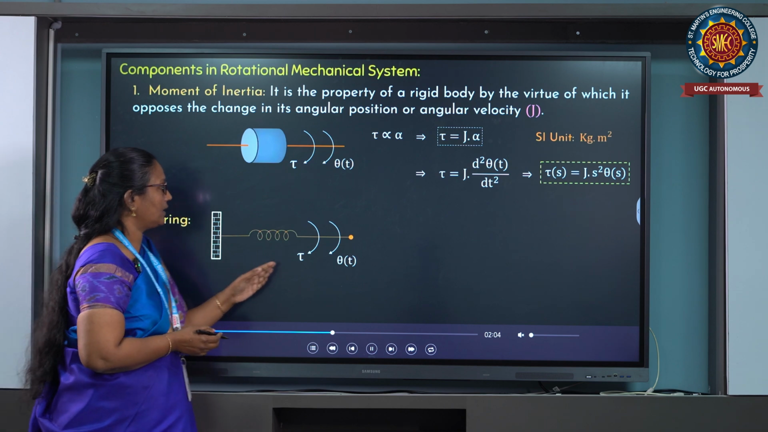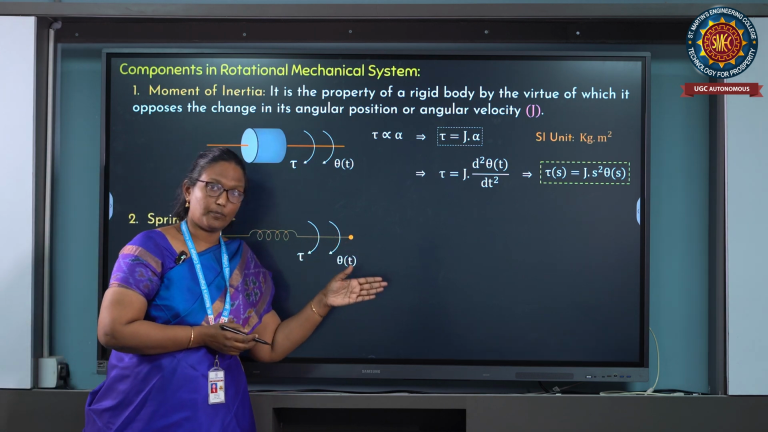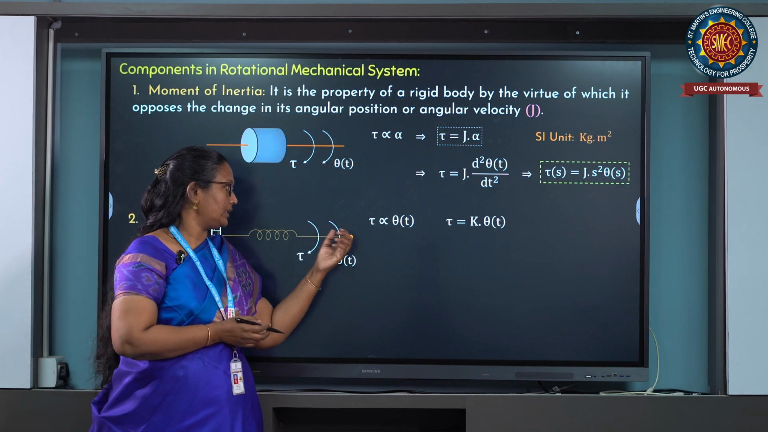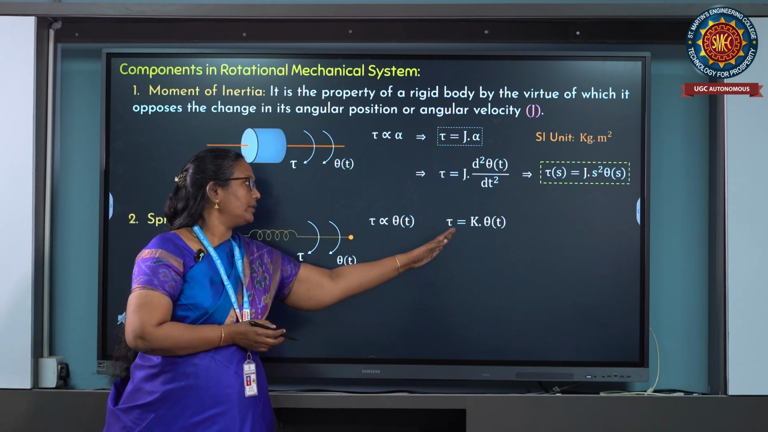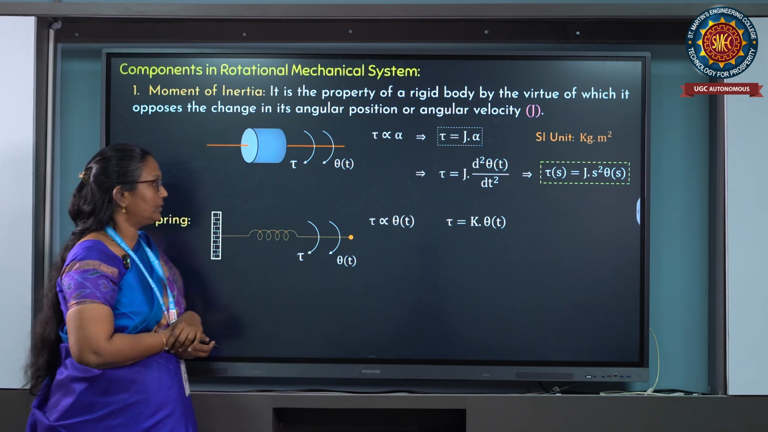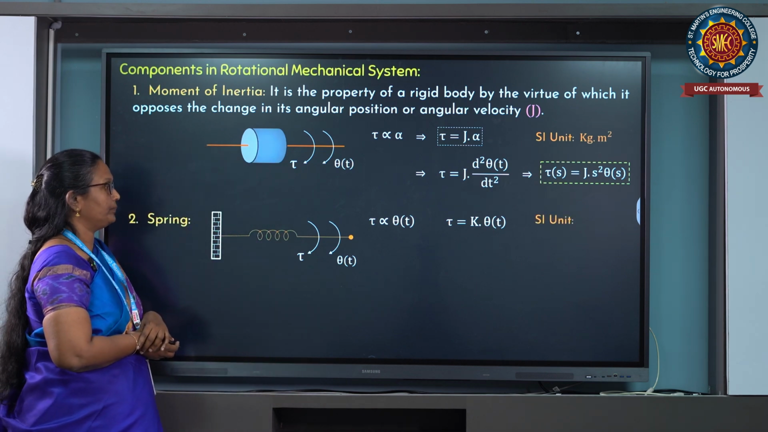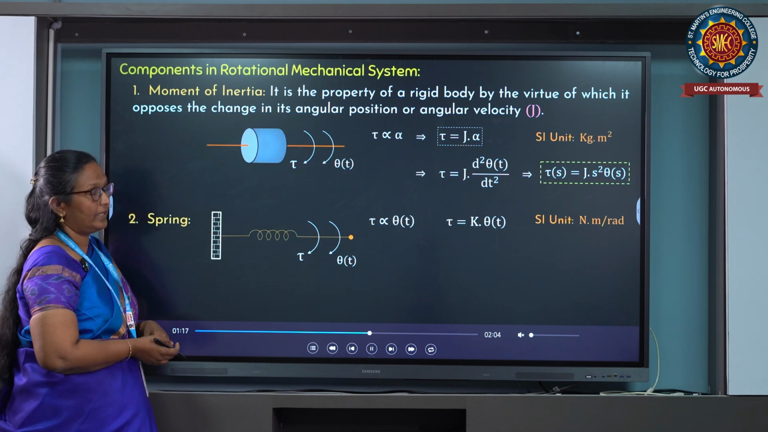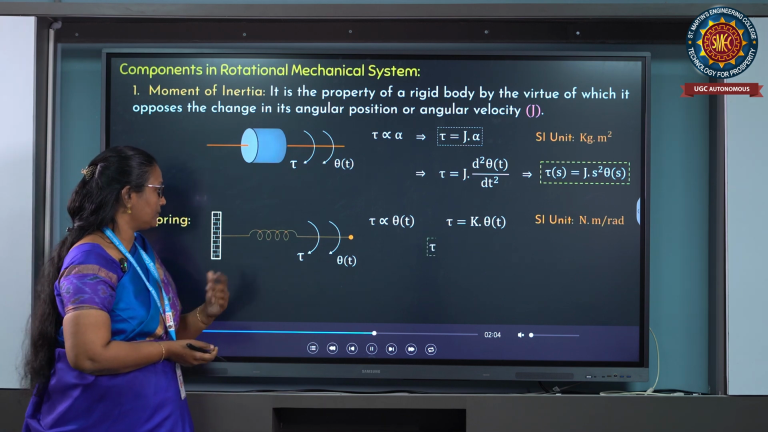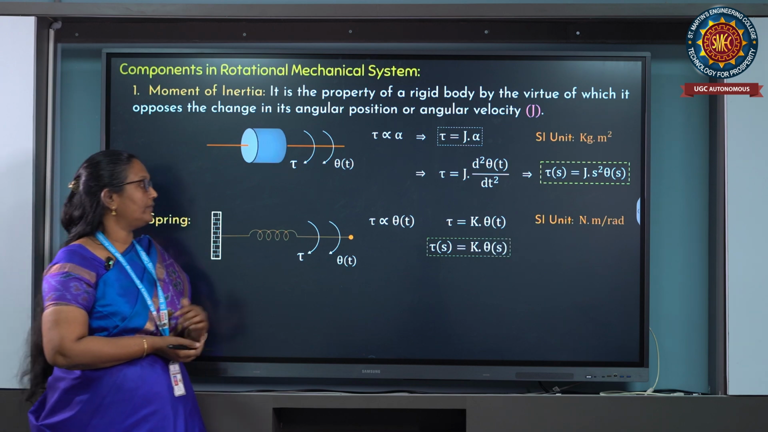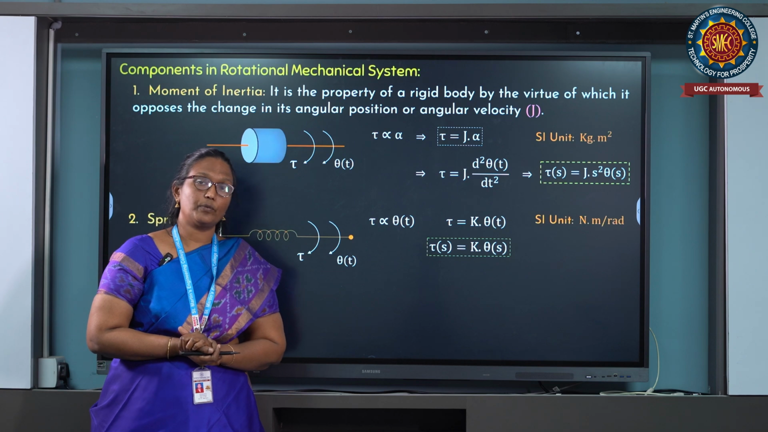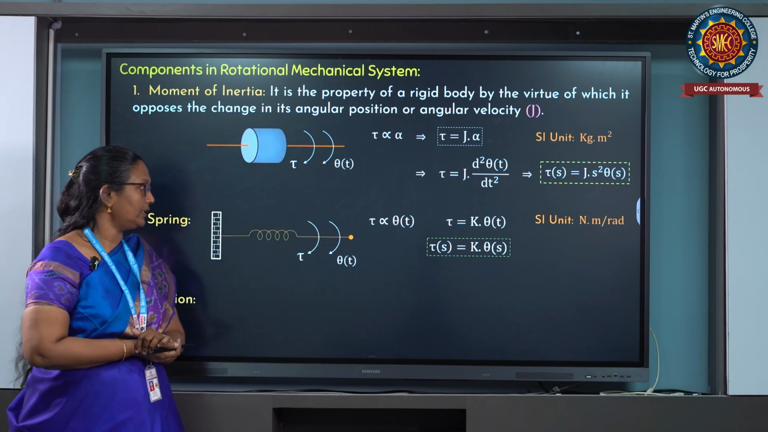So here the torque is equal to the opposing torque Tk, which is proportional to theta of t, that is the angular displacement. Removing the proportionality, we get K theta of t. Next we have our last component, the dashpot, which we represent with B, having the displacement theta t, with the torque proportional to d theta by dt.